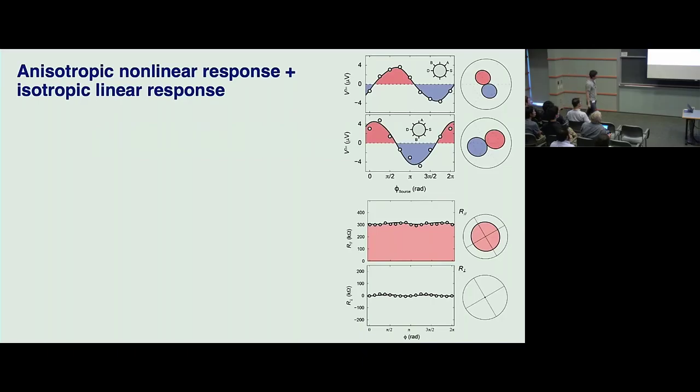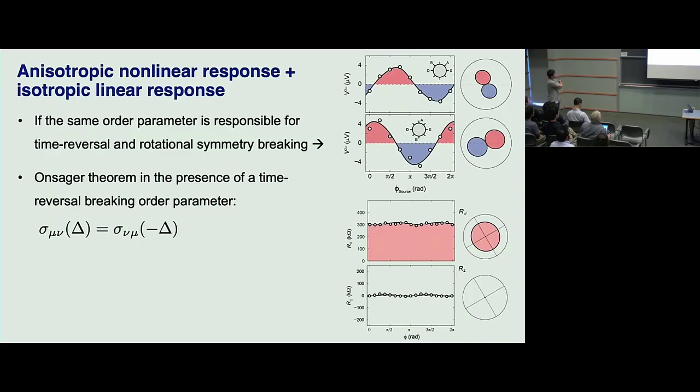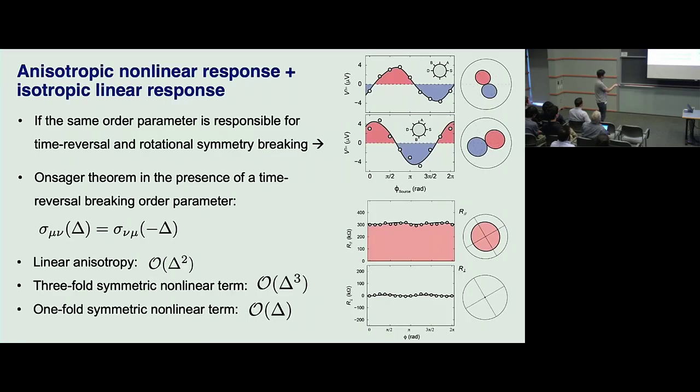So this is where our collaborators came in, and they showed a very elegant argument. What the argument is this: if you assume that there is an order parameter behind this response, and this order parameter delta breaks time reversal and rotational symmetry simultaneously, then following the Boltzmann calculation and using the Onsager theorem, they can show that linear anisotropy is a quadratic term, second order in this order parameter, whereas the one-fold symmetric nonlinear term is linear, first order in this order parameter, and the three-fold symmetric term is third order in this order parameter.